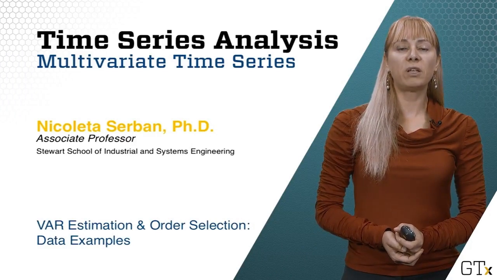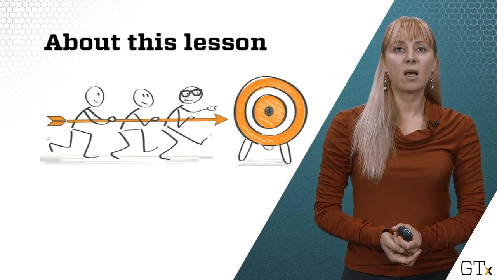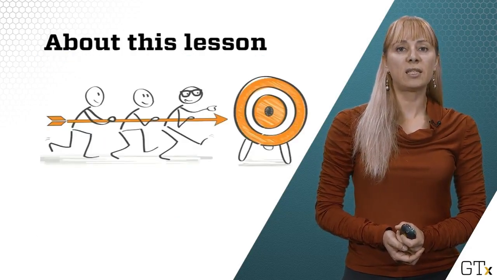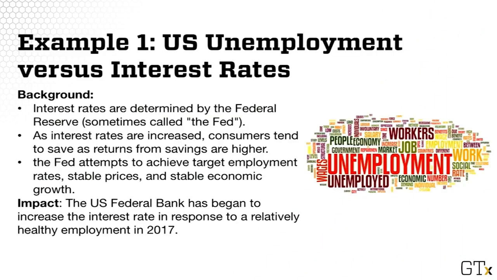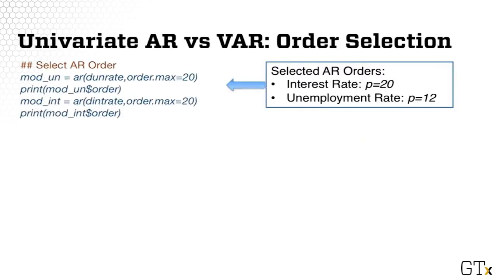This lecture is on multivariate time series, and in this lesson, I will illustrate the estimation and order selection of a VAR model. We'll return to the example in which we're interested in modeling the bivariate time series consisting of the unemployment rate and the interest rate in the U.S., motivated by the monetary policies in 2017 towards the increase of the interest rate. Because the time series are not stationary, since both of them have a trend, we'll analyze their first order difference, not the original time series.